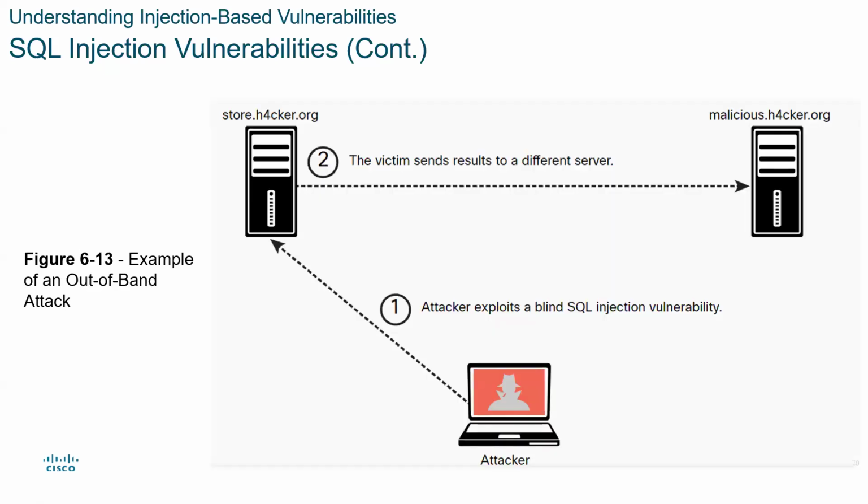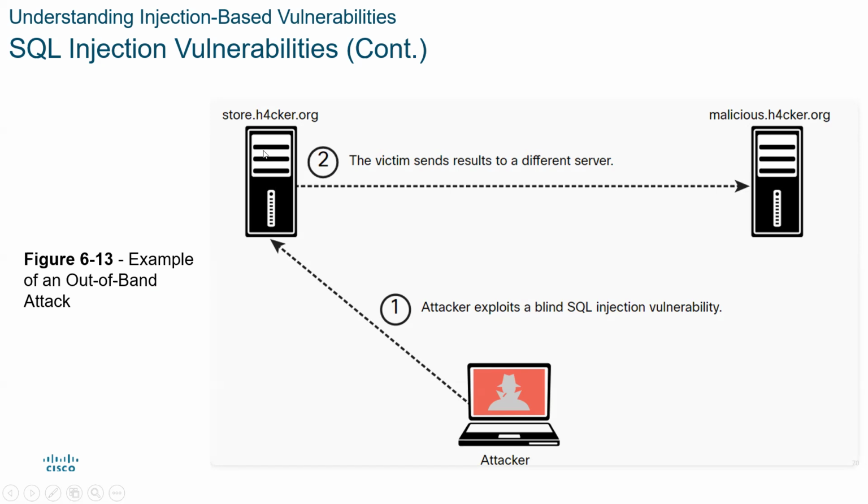So this is an out-of-band SQL injection vulnerability. In this case, this is the client who's supposed to be interacting with the server. So this guy wants to attack it, so he exploits the blind SQL injection vulnerability out of band. This is where he wants to attack. So the target that is going to be attacked is not where the attack is sent. So he sends it here, and the victim sends the result to a different server. So this is the store. Typically, maybe this is where people come to buy stuff.